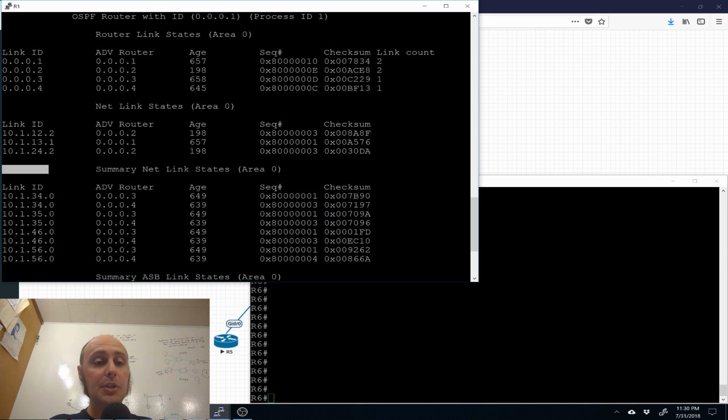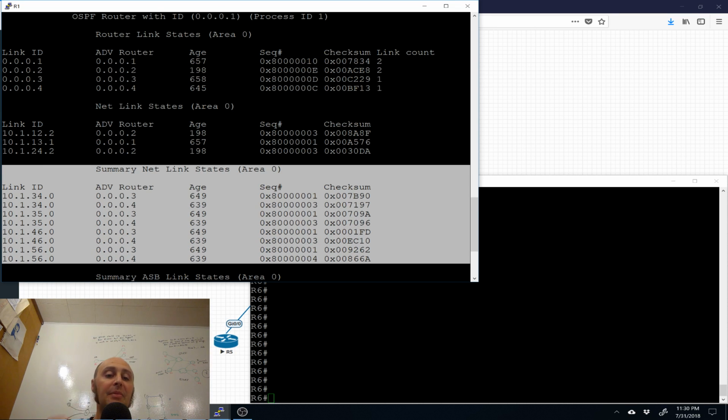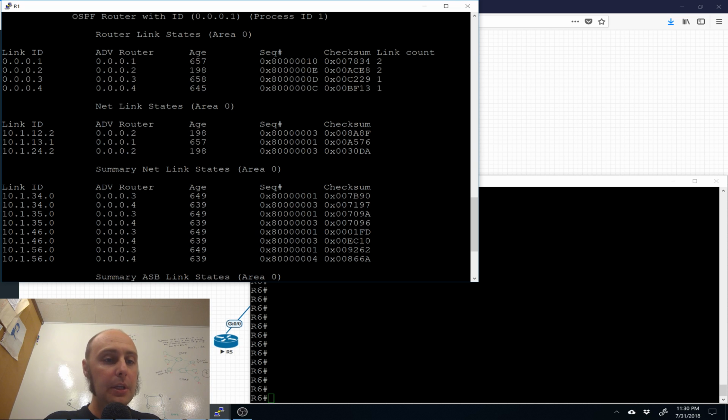LSA type 3s are the summary LSAs, and that's this section here. What I wanted to point out is that there are some duplicate link IDs here: 10.1.34.0 and 10.1.34.0, 10.1.35.0 and 10.1.35.0, and 46 and 46, and 56 and 56. If you follow each one across to the advertising router, each one is being advertised from router 3 and router 4, again from router 3, again from router 4, and on down the line.